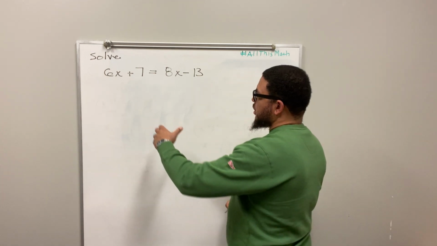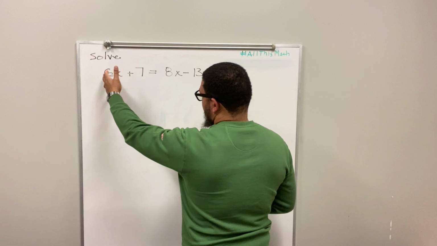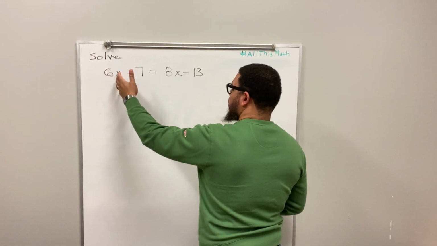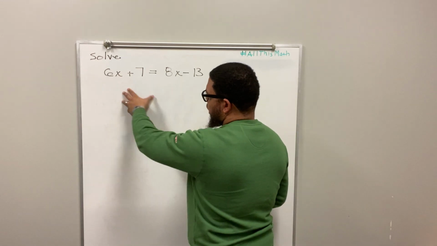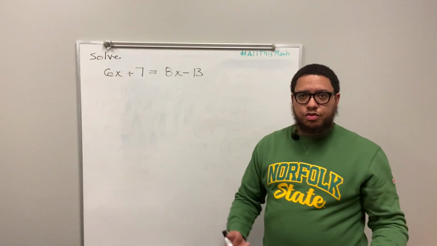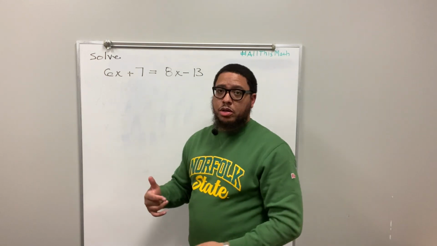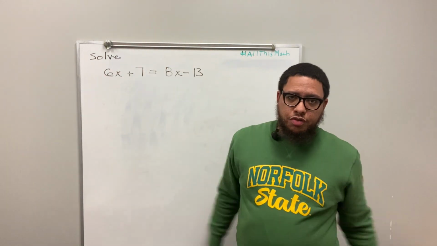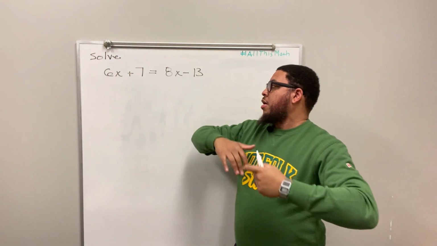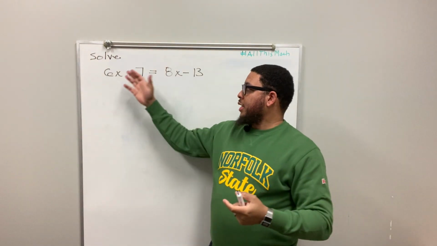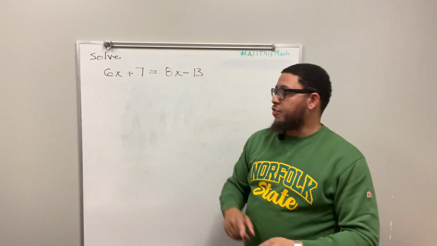All right, so we have 6x plus 7 is equal to 8x minus 13. And we're trying to solve for x. We want to know what value of x is going to make this a true statement, because that's really what we're doing. We're trying to find out the truth. That's what we do when we solve equations. So we try to find out what number out of all the numbers in the universe, all the infinite numbers, will make this a true statement. We'll make the left side equal the right side. That's what we're trying to figure out.